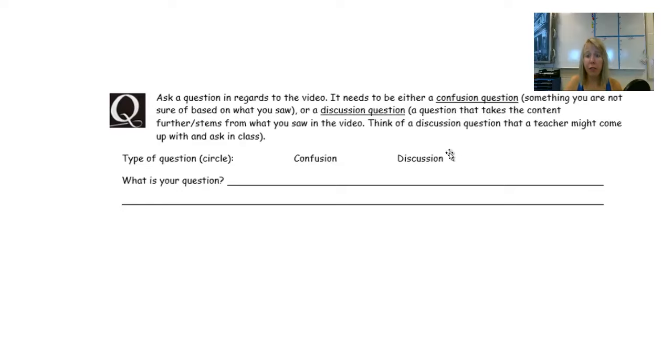If you're not confused, you're going to make a discussion question. So when we talk about the video in your table tomorrow, then you can talk about it. You have something to promote conversation. So you could be sitting there and say, how do you know which axis is the x-axis? It doesn't mean that you don't know the answer. It's just getting your table to review what you saw in the video.